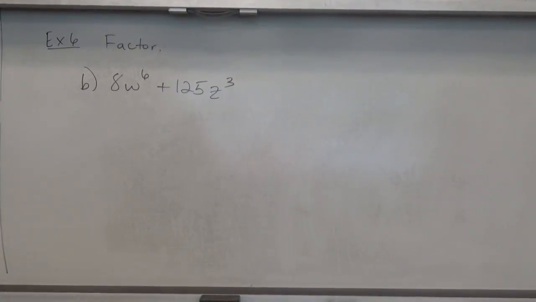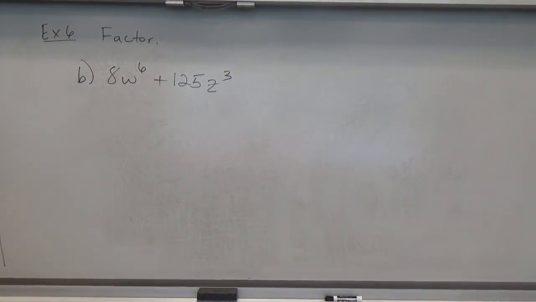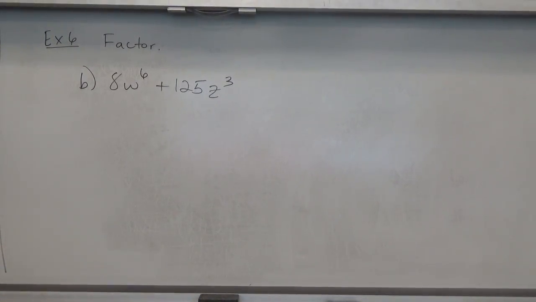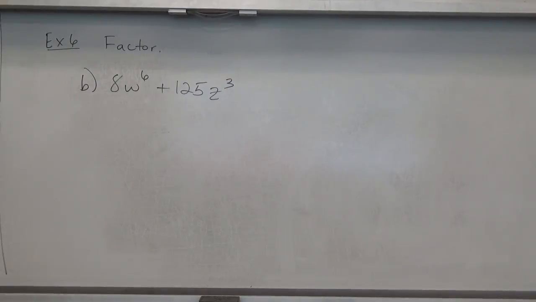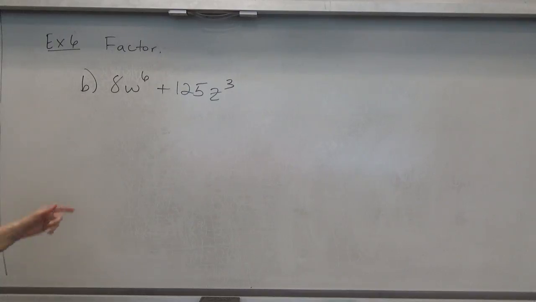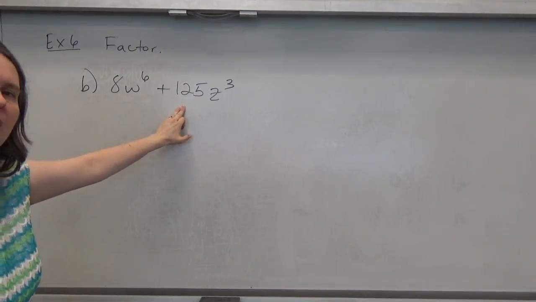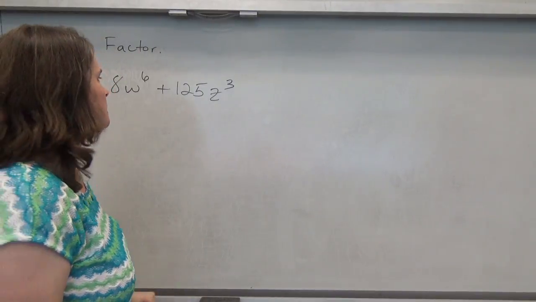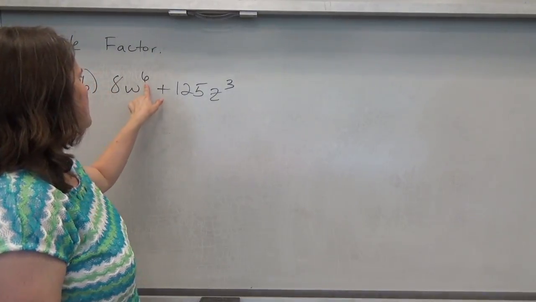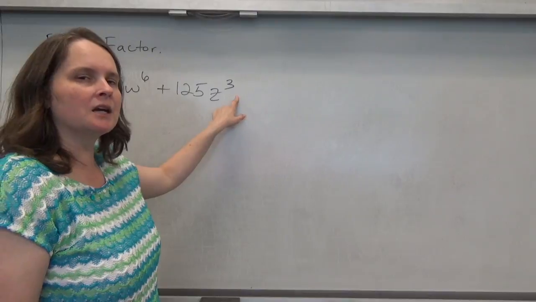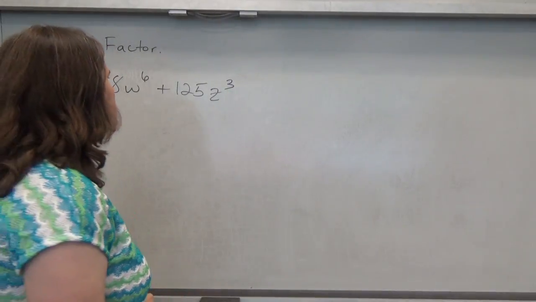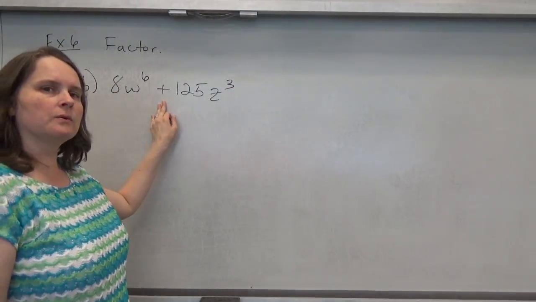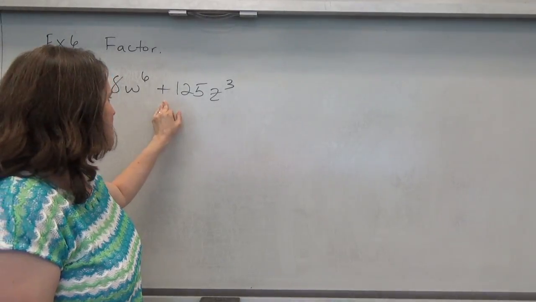Okay, let's look at part B. We're going to factor 8w to the 6th plus 125z to the 3rd. How in the world are we going to go about factoring this thing? Well, hopefully you recognize your 8 and your 125 as perfect cubes from the list that I gave you earlier. Also, these exponents, since they're divisible by 3, they're also perfect cubes. So these are being added, so we have a sum of cubes.